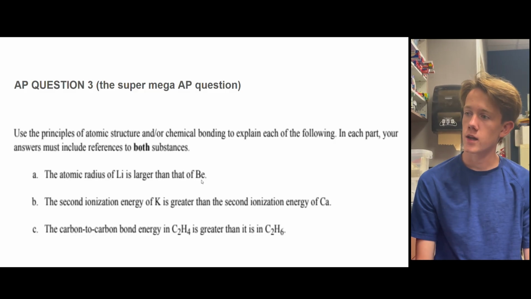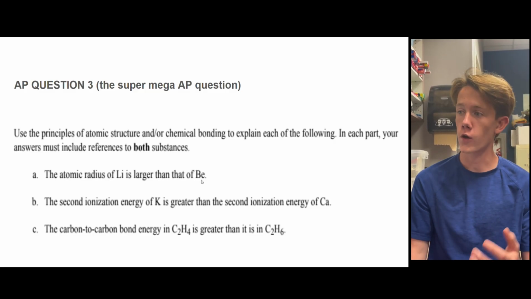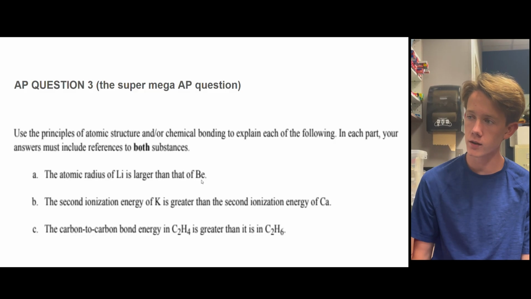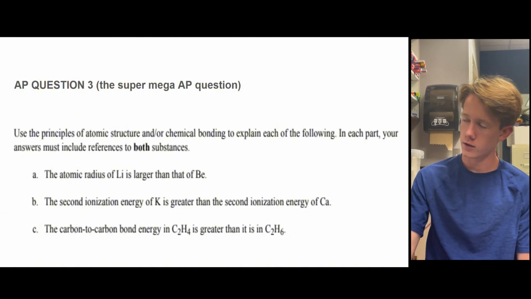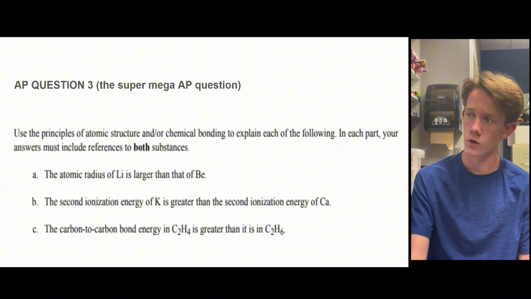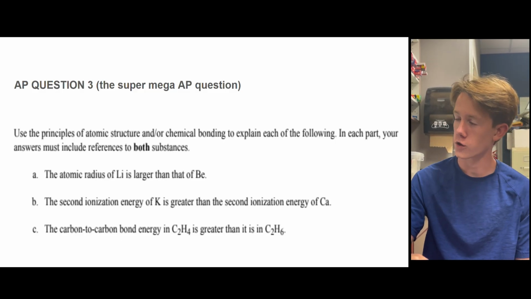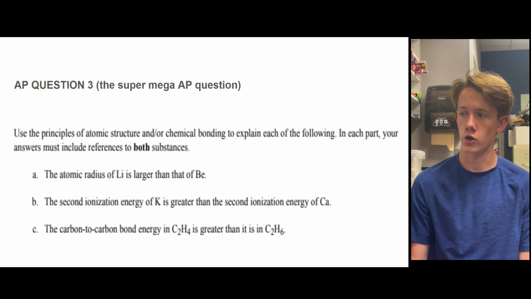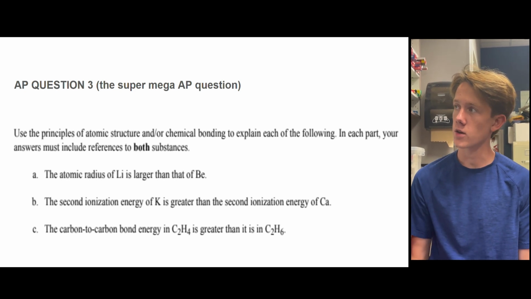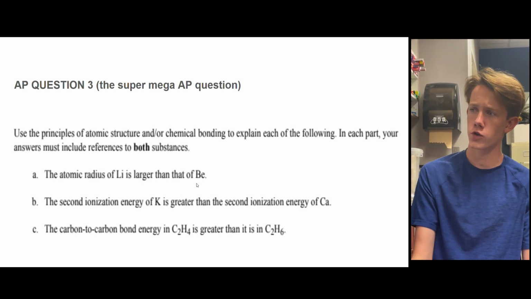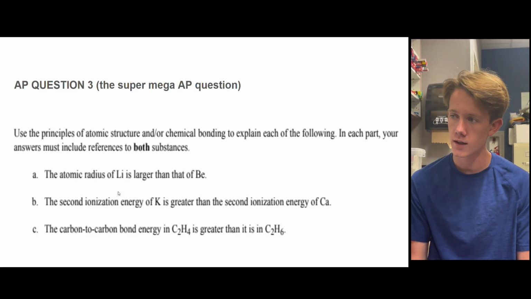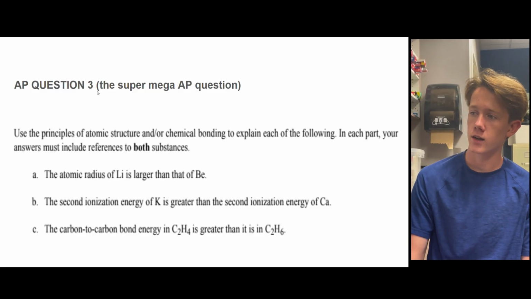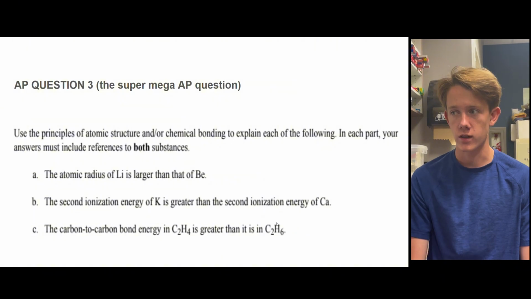This is because we're following the periodic trends, and typically the more left and the farther down atoms are, the larger their atomic radius is. And since lithium is located one column farther to the left than Be is, that means that Li is going to have a larger atomic radius.